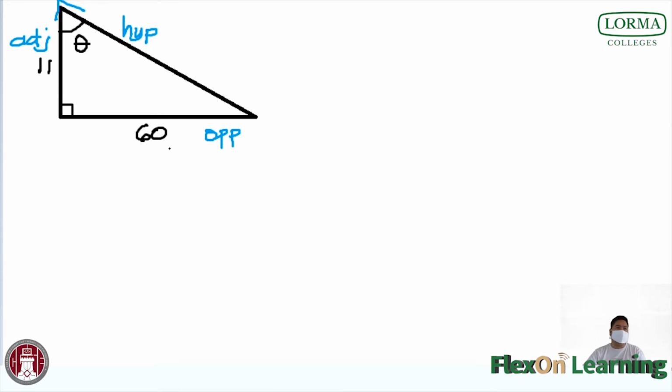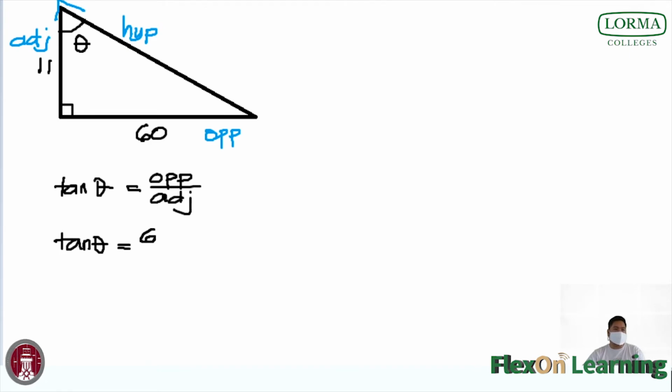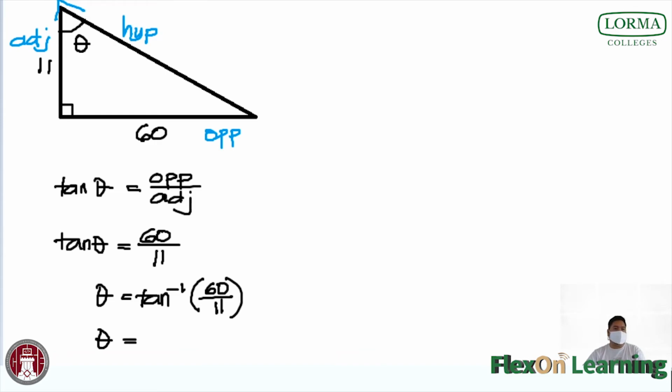Okay, we already named them. Which sides do we have? So we have 11 for the adjacent and 60 for the opposite. So we have TOA. TOA is tangent of theta is opposite over adjacent. So we have tangent of theta is opposite 60 over 11. Theta would be the arctangent of 60 over 11. Let's solve, it would be inverse tangent of 60 over 11. That's 79.61 degrees.